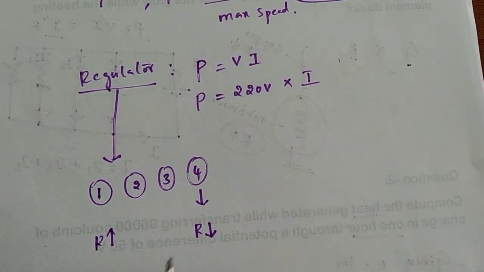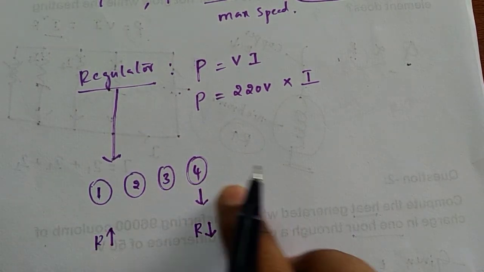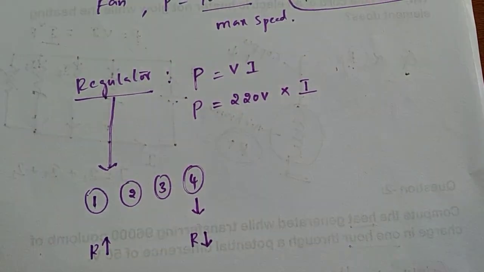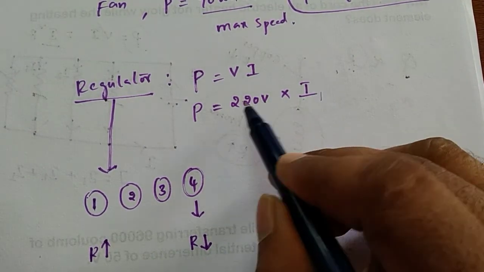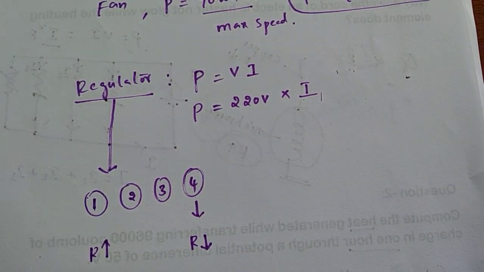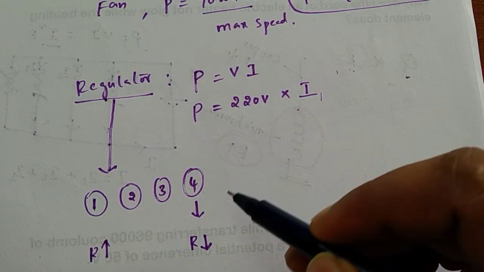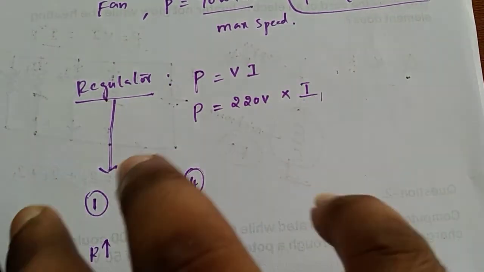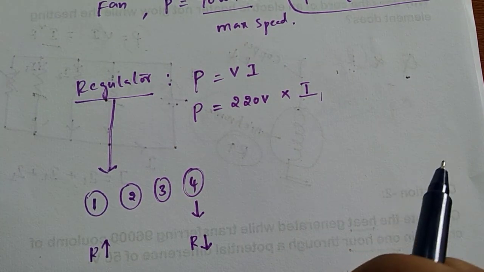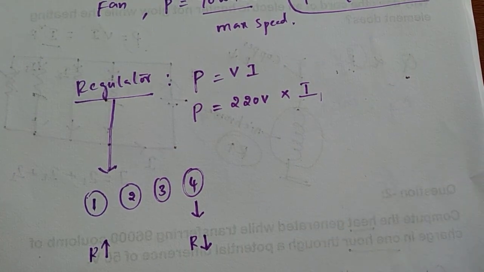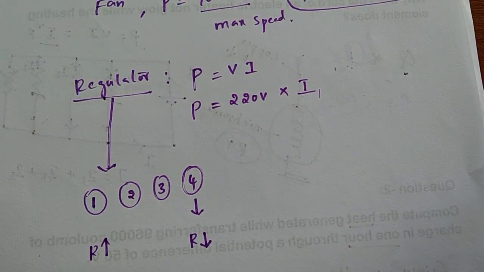So that is how the regulators regulate the current. How much current is going inside determines the power here. The more current goes, the more power is reached, and the fan rotates with maximum speed. More power reached means more energy is delivered to the system. I hope you understand. Thank you.